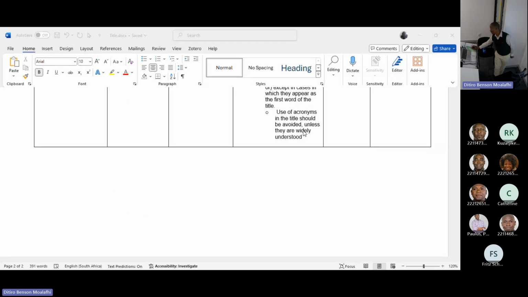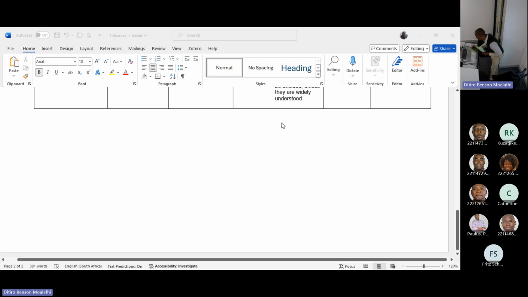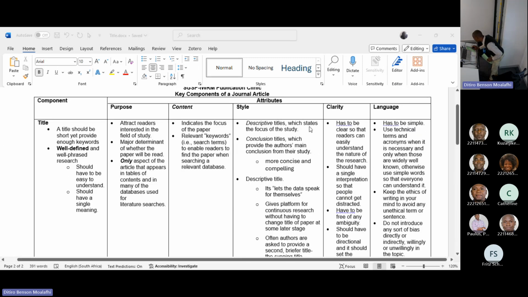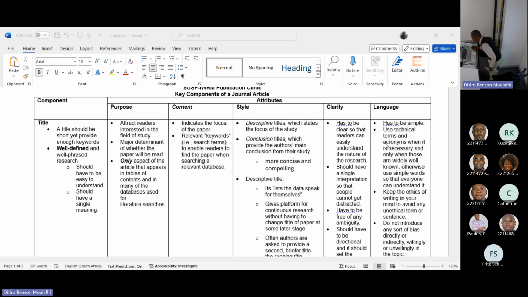Also try to make the title simple, communicate, and let it have only one interpretation to aid people who are your target audience, so that people can pick immediately what your study is all about. You'll find some other aspects indicated here, which will also be helpful to you on the clarity. The language has to be clear so that readers can easily understand.